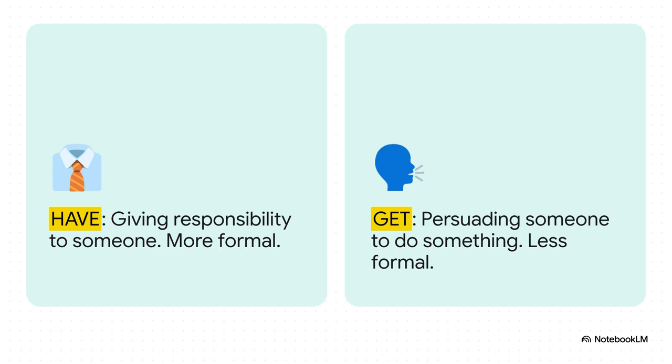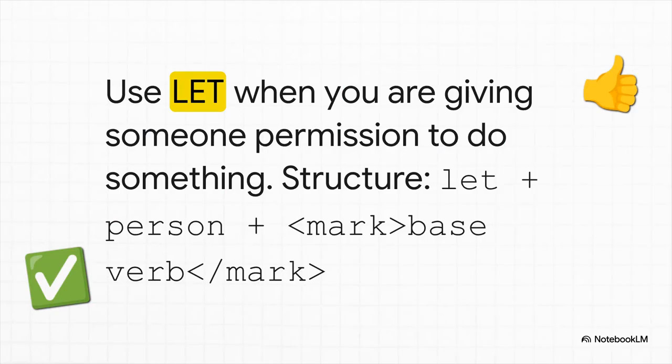Get is about persuading someone, and it's definitely more informal, more conversational. It's a subtle difference, but a really powerful one. And the last of our big four is probably the easiest one, let. This is all about permission. If you let someone do something, you're simply allowing it.